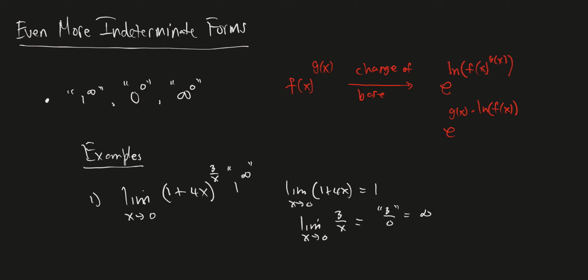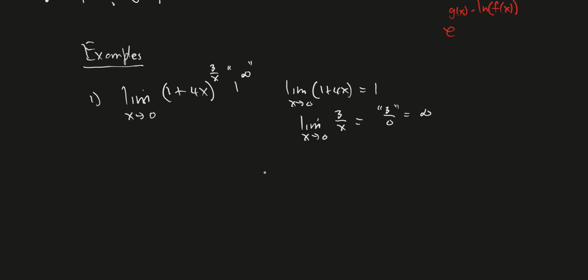And it's so tempting to say 1 to anything is equal to 1, but that's only if that anything is a number. Infinity is not a number. And the base is not actually equal to 1, it's just approaching 1. X is getting very, very small, so that means that this is getting very, very close to 1, but it never actually is equal to 1. Right? Okay, so let's apply our change of base formula and see what happens.